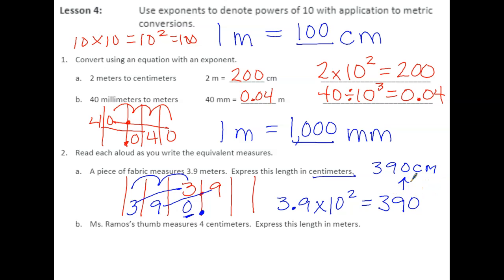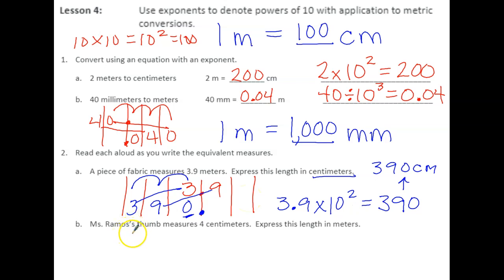All right, Mr. Ramo's thumb measures 4 centimeters. Express the length in meters. Wow, so we're talking about a thumb. Now we're talking about the metric system. So we're talking about centimeters and trying to express them as meters. We're going from a smaller unit, centimeters, to a larger unit. So when we go from smaller to larger, we know we have to divide.